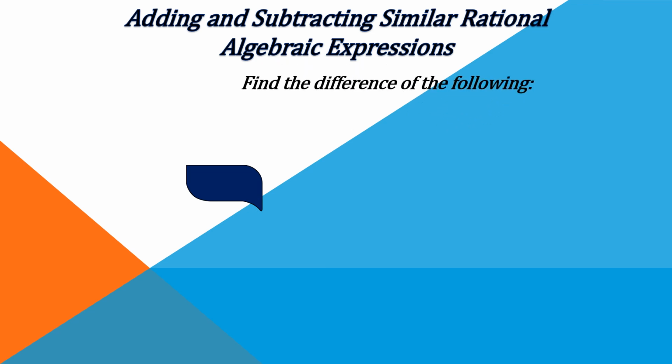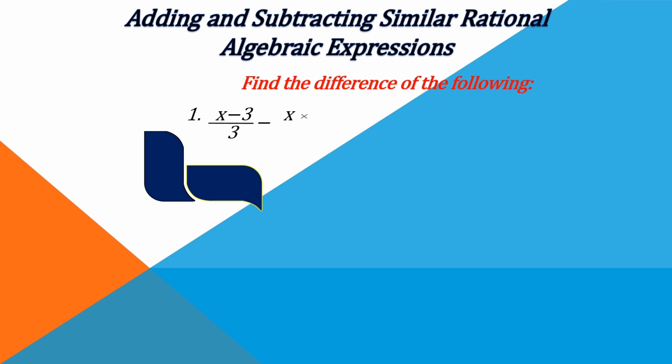Adding and subtracting similar rational algebraic expressions. Now, since I told you that we will discuss subtraction, find the difference of the following. Number 1, (x minus 3) over 3 minus (x plus 3) over 4. So this is our first example.